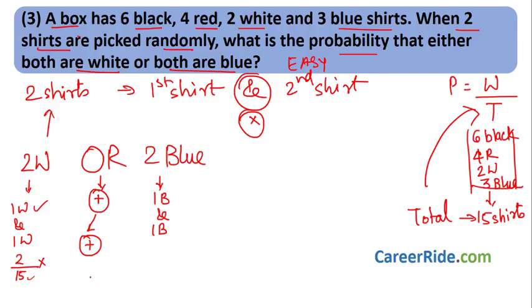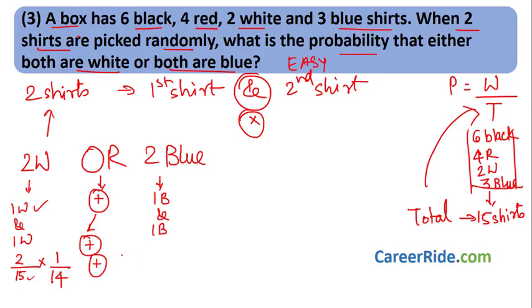Out of 2 white shirts, I have already chosen one white shirt. So how many white shirts remain in the box? 2 minus 1, 1. So one white shirt remains. Okay, so I want to choose white. What I want is white divided by total possibilities. I've already taken out one shirt. I've kept it in my hand. So how many total shirts are remaining in the box? 15 minus 1, 14. Okay, 14 shirts remain. This plus sign comes over here.